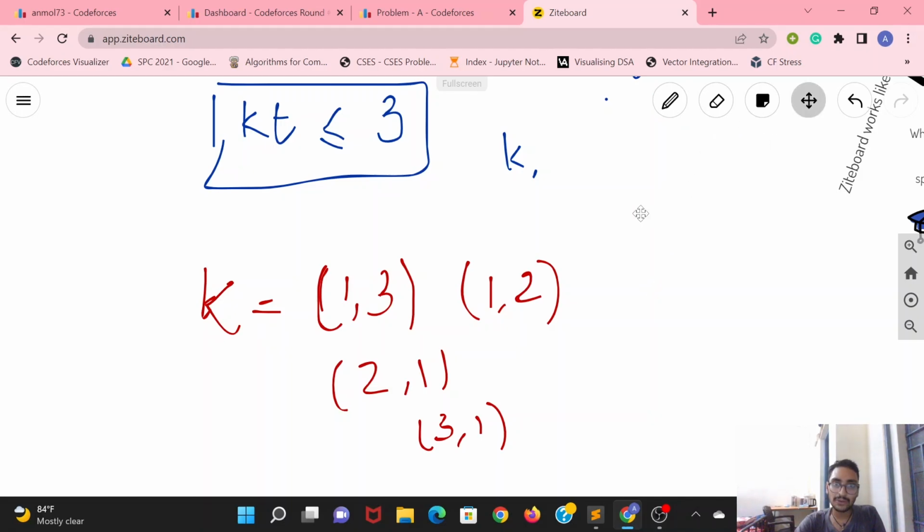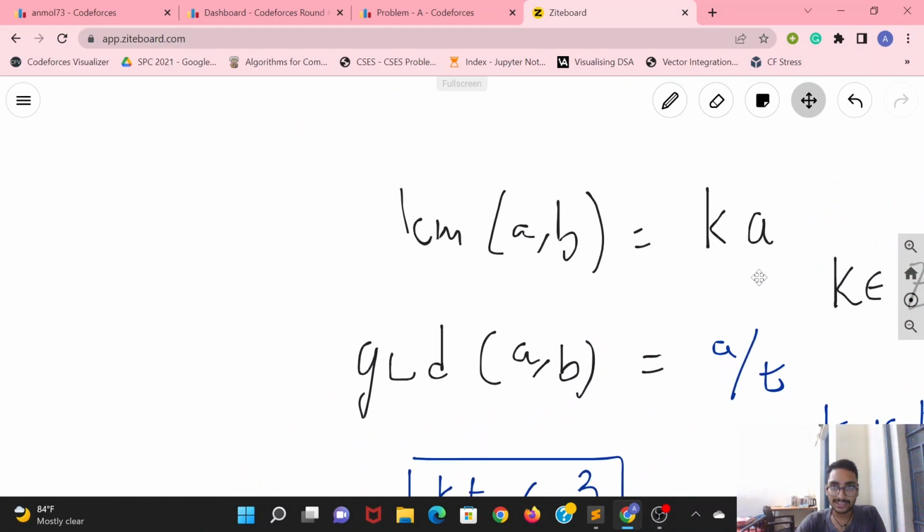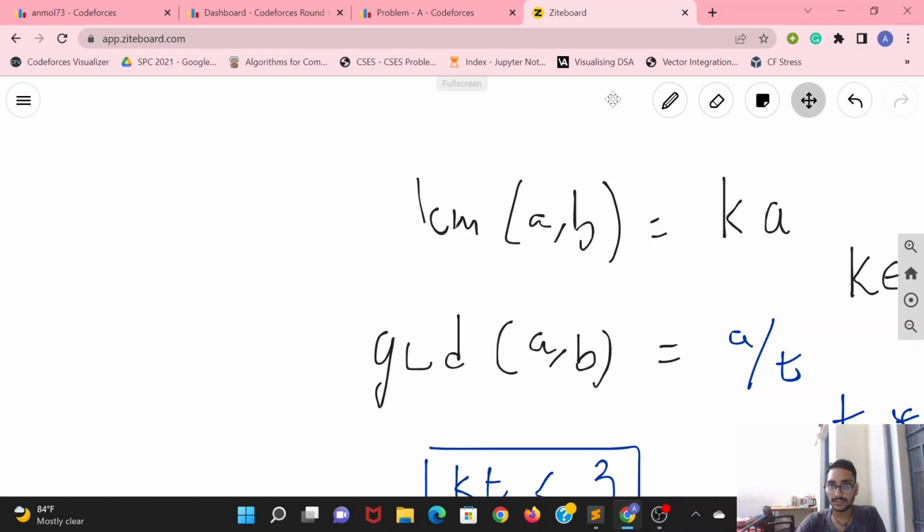So if k, t equals 1 comma 3, that is basically telling that LCM is a and GCD is a by 3.